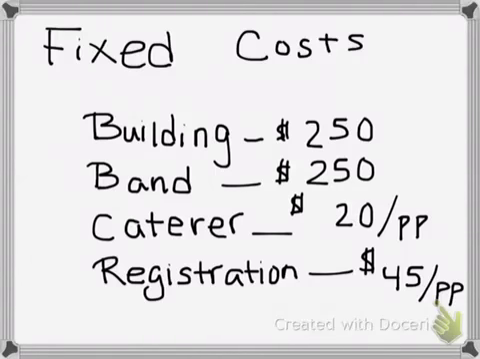If 2 people register and show up, you're going to have $40 in variable cost there, and you're going to be charging each person that registers $45.